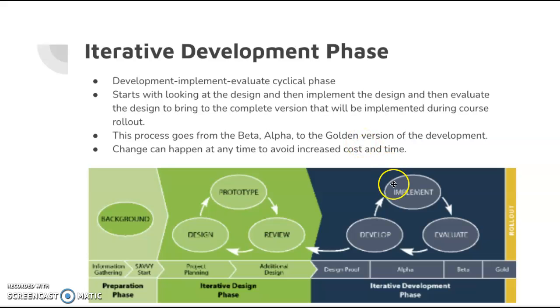At any time during the cyclical nature, this implementation can be changed because the rollout doesn't come to the end. We don't roll this course out to our learners until we implement the prototype, make sure it's what we want through evaluation, and make any changes. Change can happen at any time. We can avoid increased cost and the increase in time.